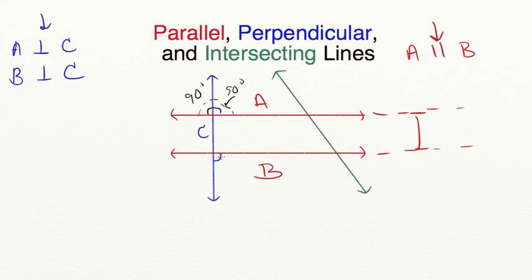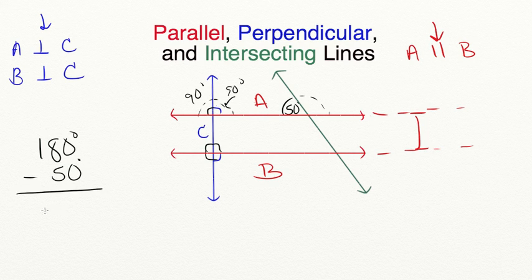Now, it's pretty simple with perpendicular lines because all angles will be right angles and all angles will be 90 degrees. However, what happens when you have an intersecting line like this? Well, if I give you this angle right here and I tell you that this angle is 50 degrees, can you find the missing angle right here? Well, we know that a straight line is 180 degrees. And if we know that one angle is 50 degrees, which I've already given to you, that means our missing angle must be 130 degrees. So this distance right here is a 130-degree angle.